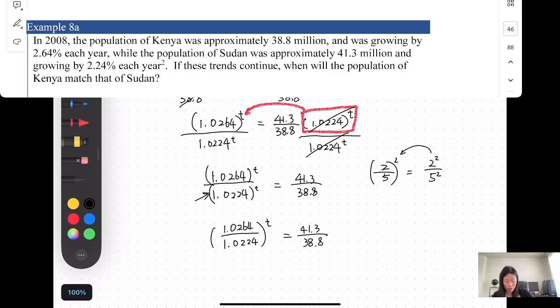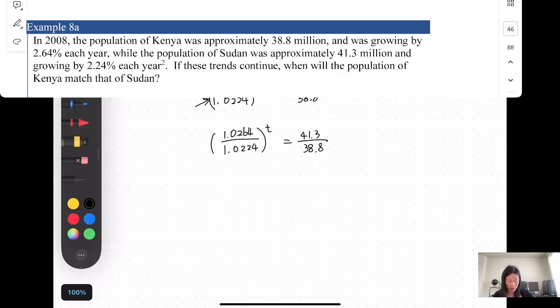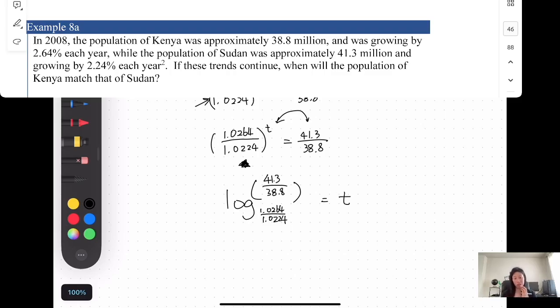function, right? So when I convert this into a logarithm function, I know that the base of the exponential is also the base of the log. So your base is going to be 1.0264 over 1.0224, and you swap these two. The input becomes the output, the output becomes the input. So that means log base 1.0264 over 1.0224 of 41.3 over 13.8 is going to equal t.